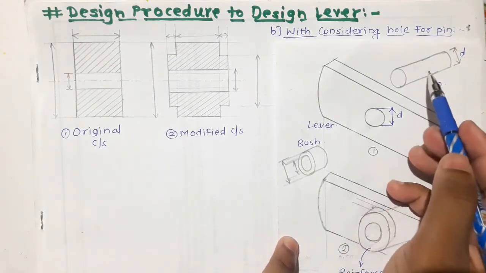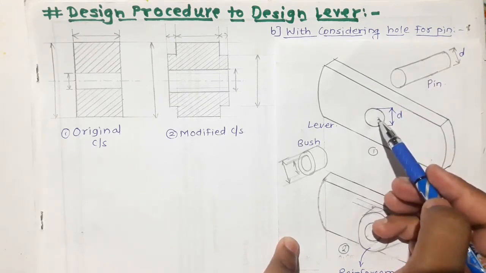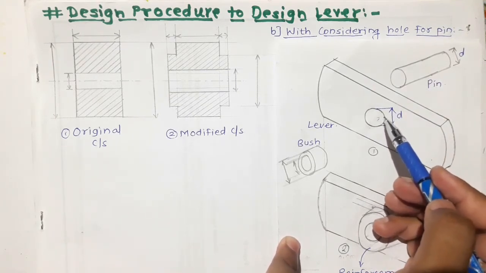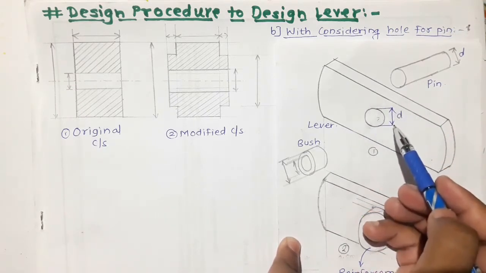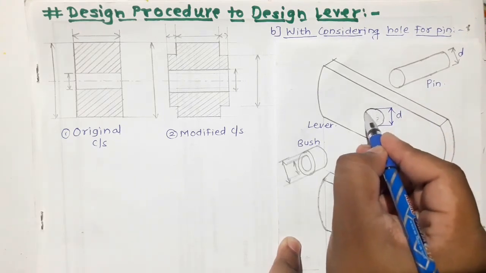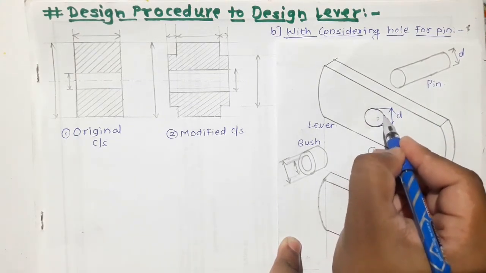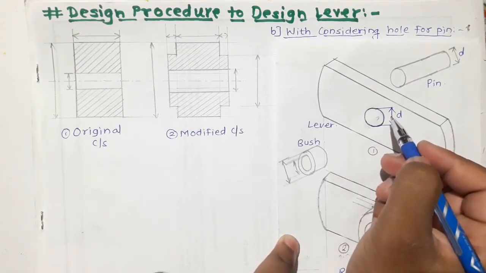But the problem is that if we insert a pin directly into this lever, as we know, there is relative motion between the pin and the lever. That means this lever will oscillate about this pin. So there may be a chance that the inside surface of this hole may be subjected to wear and tear after a certain use of this lever.